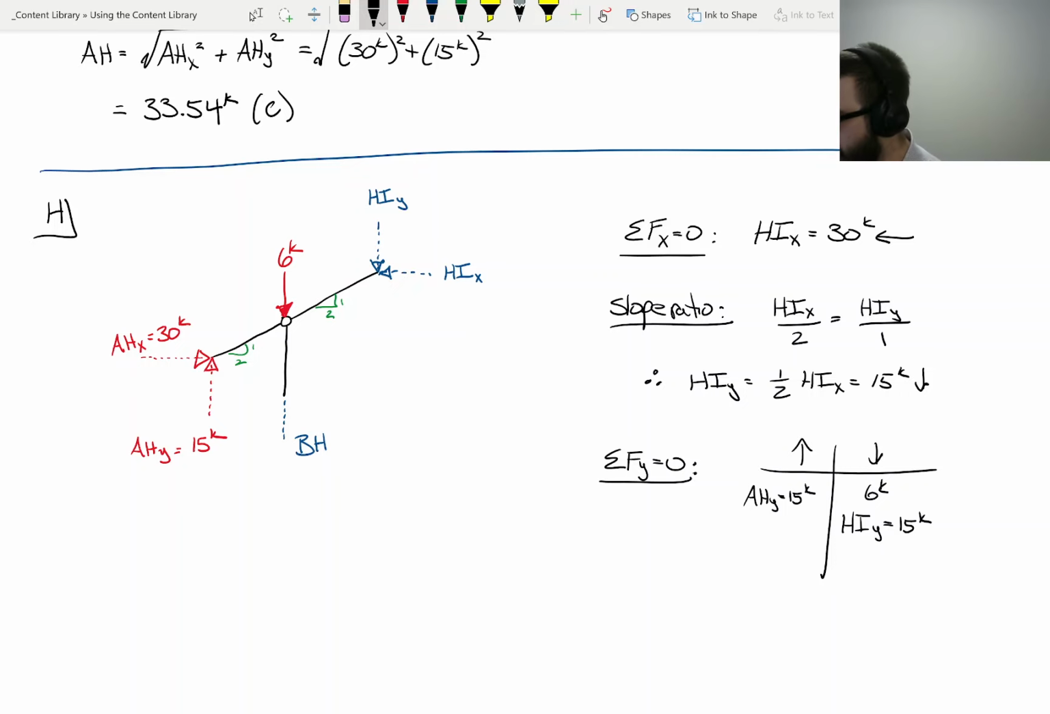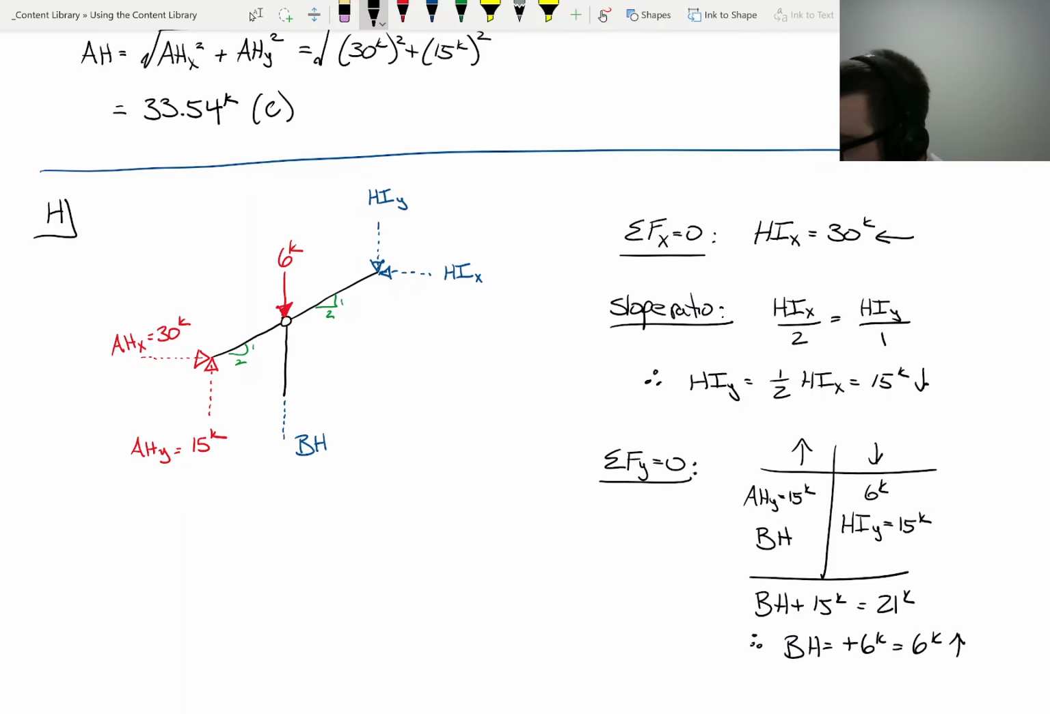So what do I need to balance that with? Well, I've got 21 kips going down. I need 21 kips going up. So maybe BH needs to go over here. And then BH plus 15 kips is 21 kips, or BH is 6 kips, which is 6 kips going up, all right? So if you need to do that, you can. There's nothing saying you can't. I usually don't do that unless I've got a lot of verticals or a lot of forces to deal with, but it's an option for you, all right?